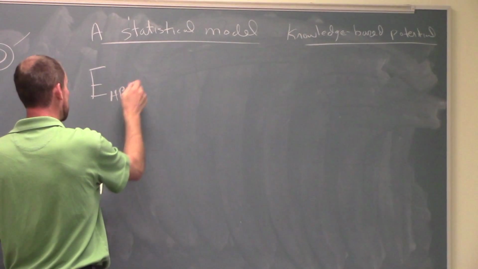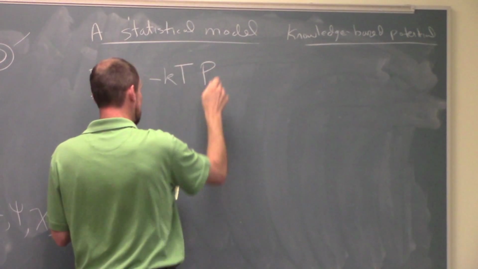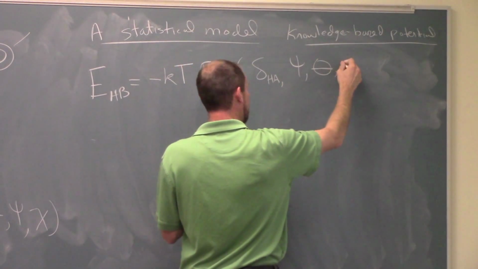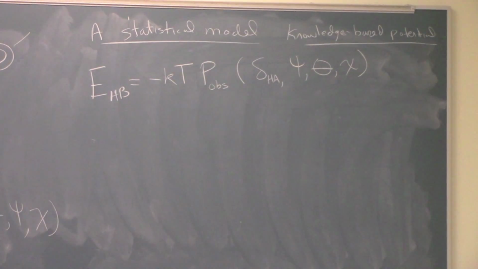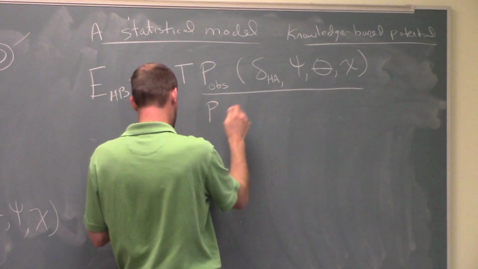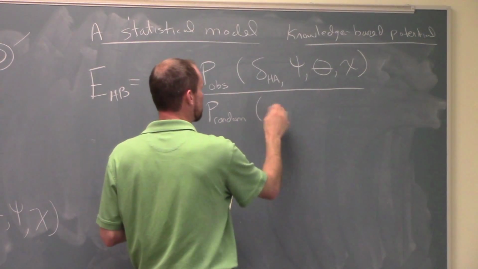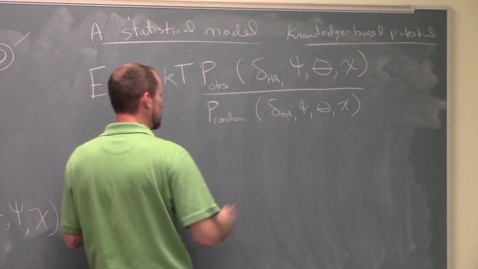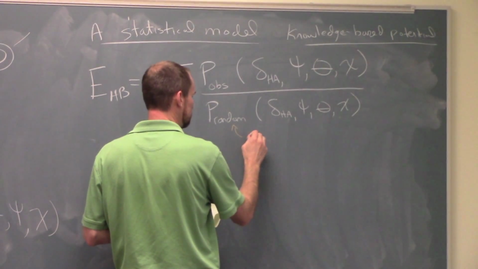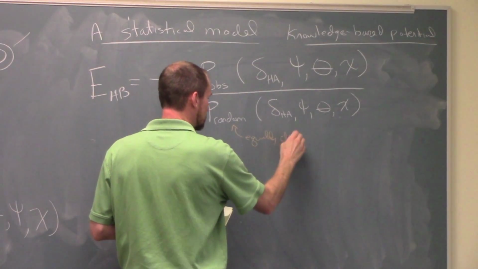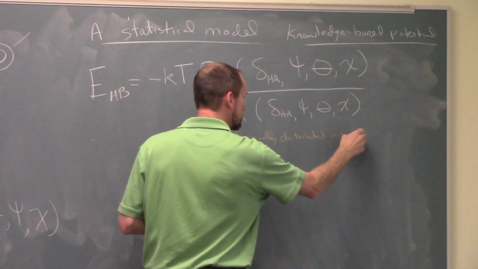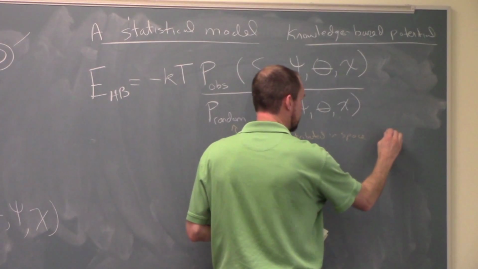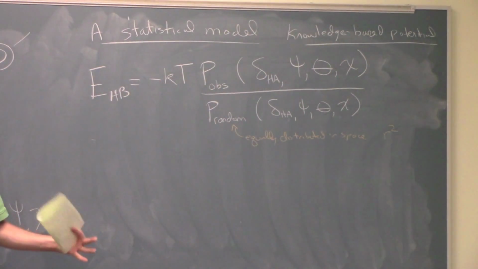So the way this works is the energy of a hydrogen bond is going to be opposite kT times the probability of observing the distance, the angle, the other angle, and the torsion angle. We're going to normalize this by some random probability based on these same parameters, where for the random probability we're just going to assume that this is equally distributed in space. So as the distance gets bigger, there's more surface area where you could be making a hydrogen bond. So we have an R squared correction. As you go out further, the number of atoms is going to go like R squared.